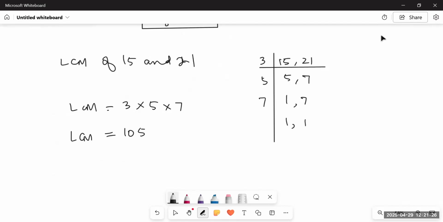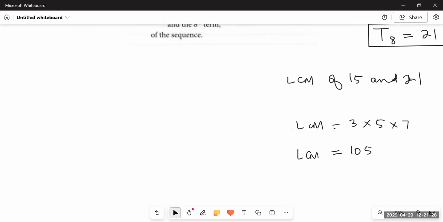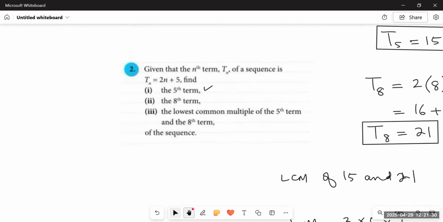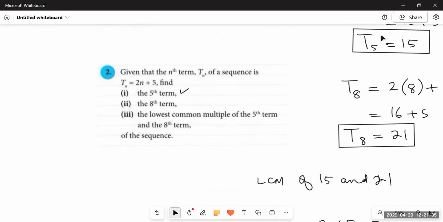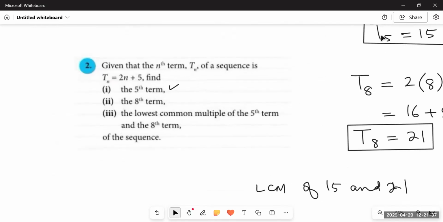So you can come up with these types of questions, students. All you need to focus on is how to find out the sequence, how to generate the formula, and how to use the formula to find out any nth term, any term at any position. So we have completed question number 1 and 2 so far.